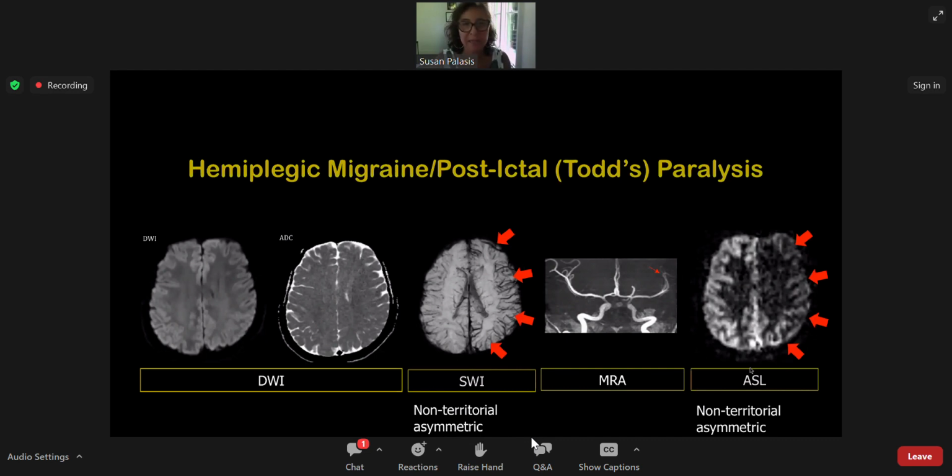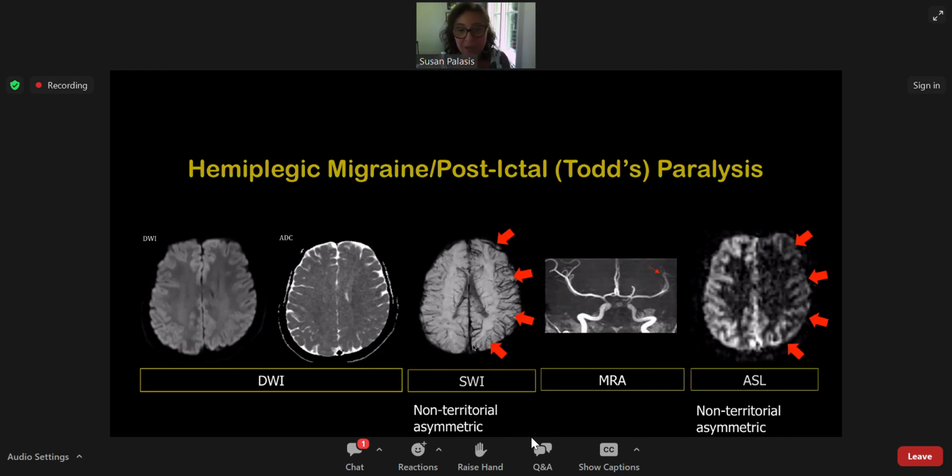So the other useful thing that the MR protocol can do is to differentiate the common stroke mimics of hemiplegic migraine and post-ictal Todd's paralysis. A large number of children that come to the emergency room with stroke-like symptoms will have a stroke mimic. And very quickly, we can make a specific diagnosis.